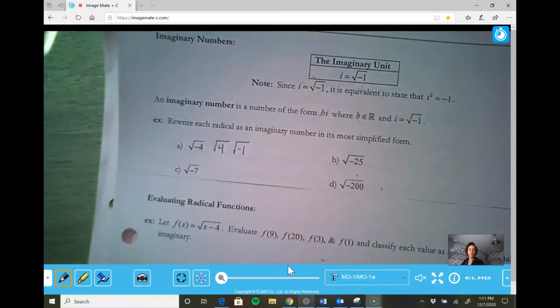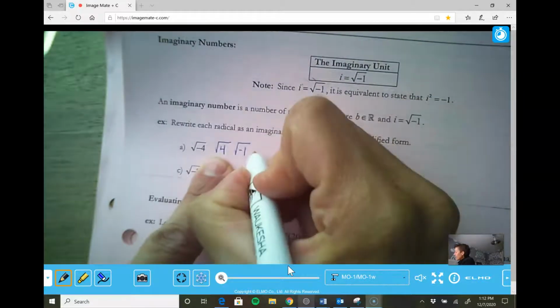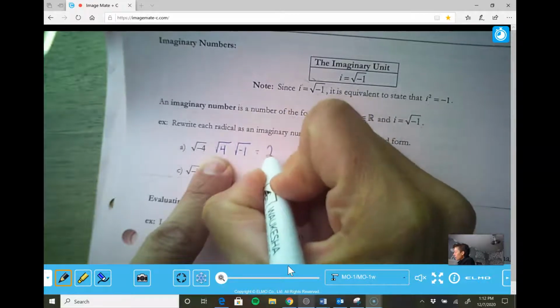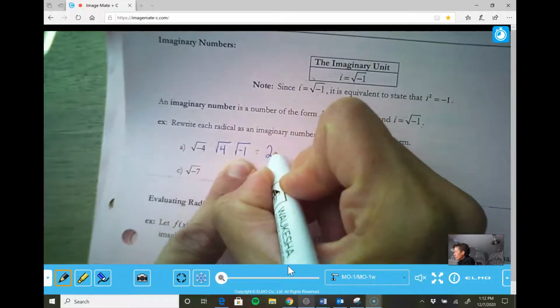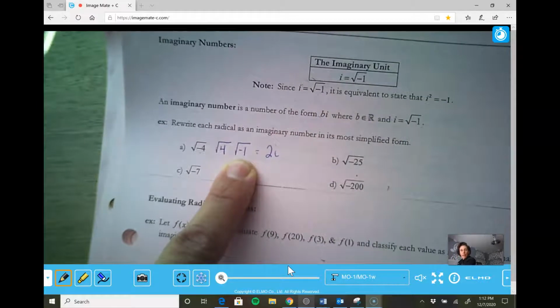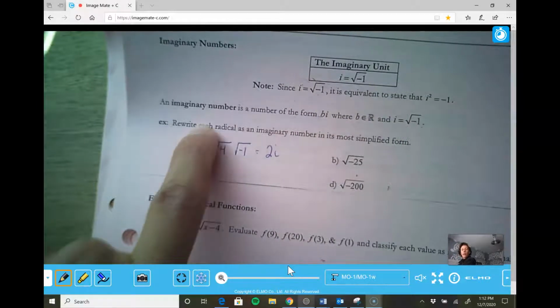We're going to do factors. Again, we did this in the quadratic formula. Then I can take the square root of 4 and make it a 2, and I can take the square root of -1 and make it an i. So the square root of -4 no longer has an error message.